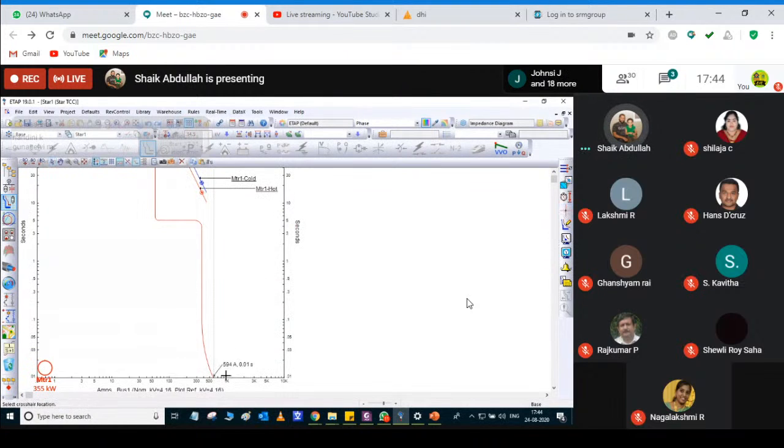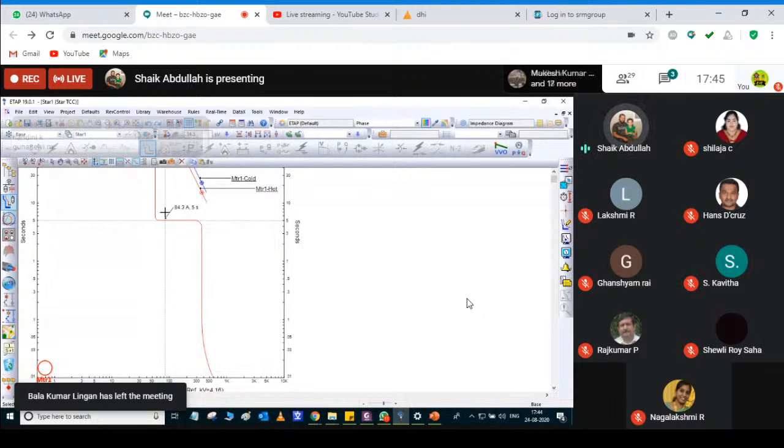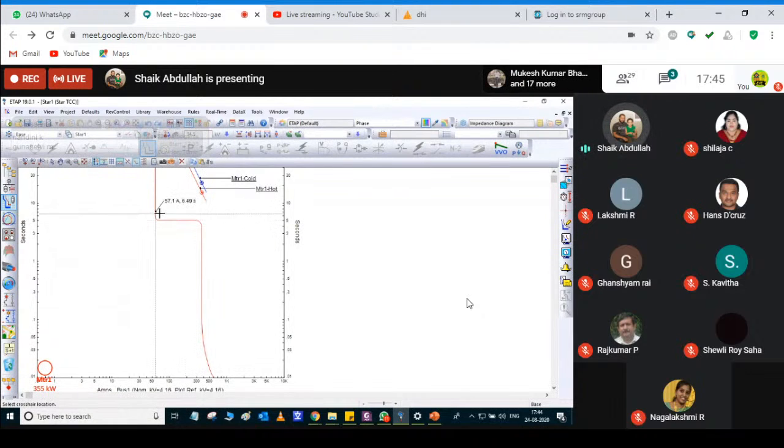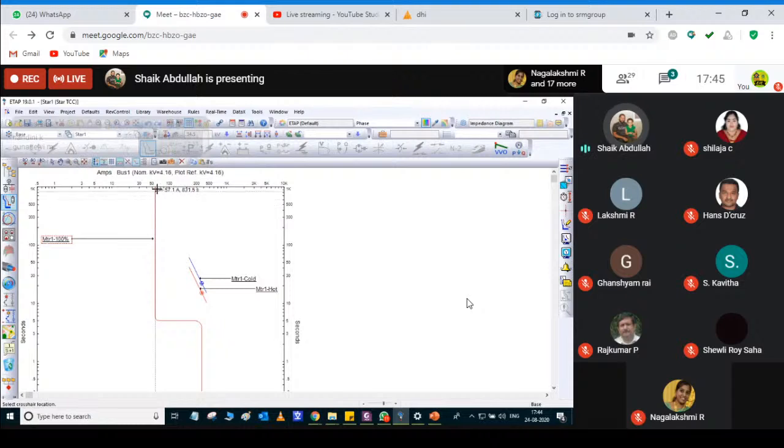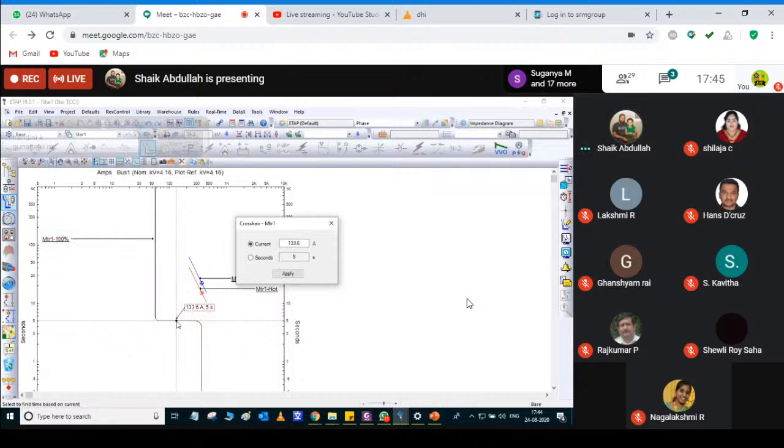So what does this mean? This is my LRC, locked rotor current. This is my starting current. Once the locked rotor current comes to here, it will reduce. This is the full load current. And this is my starting current, and this is the time of your starting. How much did you give? 5 seconds we are giving here, and the same value will be displayed here.